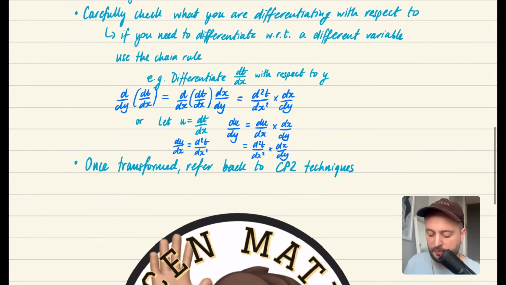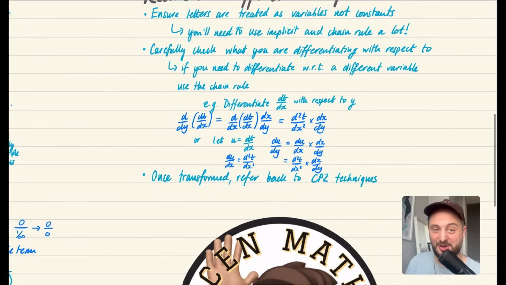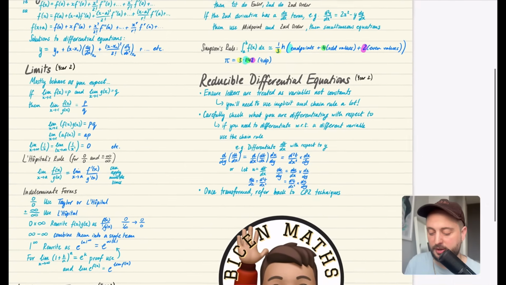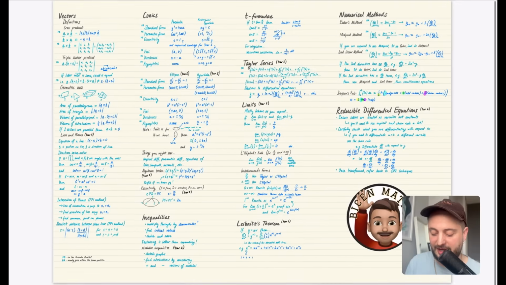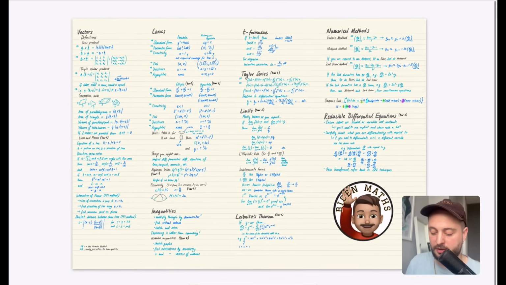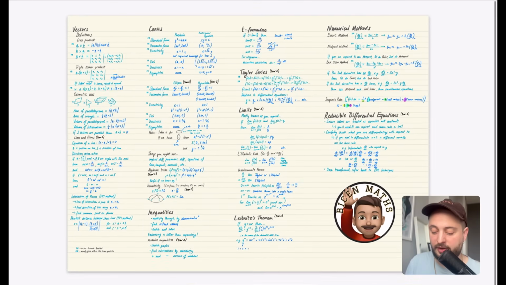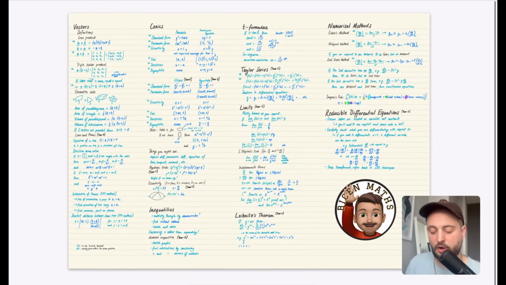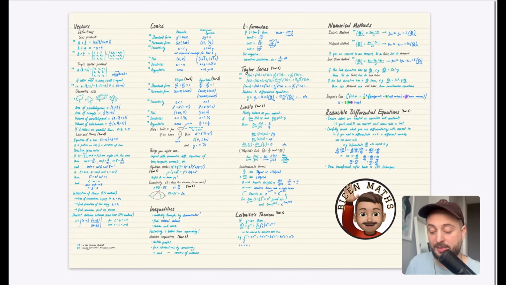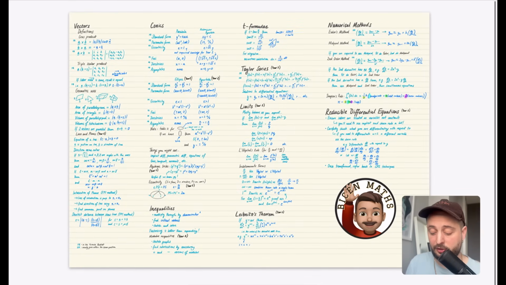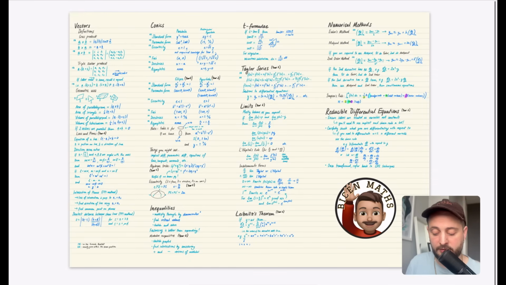And then once you've transformed it, you obviously refer back to your Core Pure 2 techniques, because once you've transformed it, you've still got to do a differential equation, which we know is quite a time-consuming and tricky process. So that's just the first stage of those bits that we've got. So that is everything that you need to memorize for Further Pure 1. I think Further Pure 1 is one of the heaviest of the option modules. I think there's a lot to memorize, but there's a hell of a lot of skills that go within all of this kind of stuff as well.